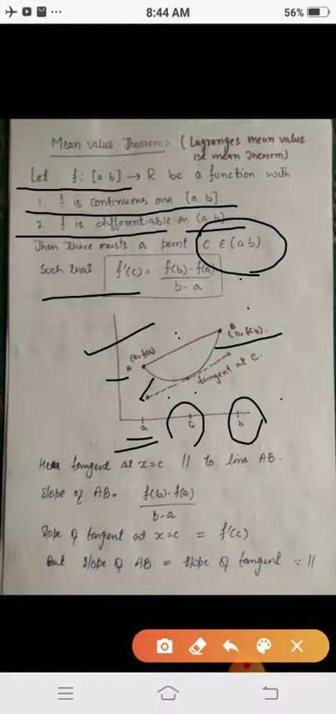Now the slope of the line segment AB with endpoints (a, f(a)) and (b, f(b)) is given by the difference of the y coordinates upon the difference of the x coordinates, that is (f(b) - f(a)) / (b - a). Also the slope of the tangent at x = c, by the definition of derivative, is f'(c). Since line AB and the tangent at x = c are parallel, their slopes are equal. So f'(c) = (f(b) - f(a)) / (b - a).